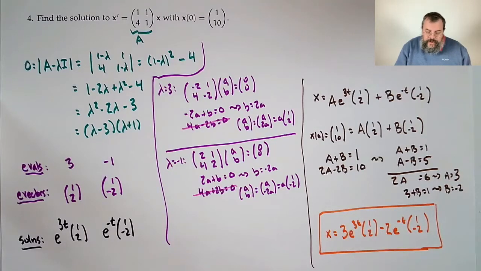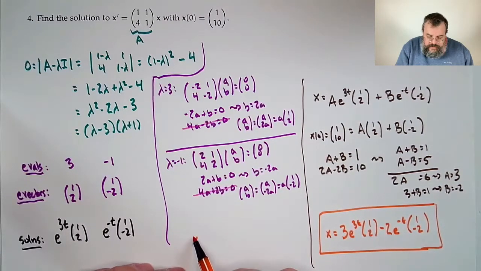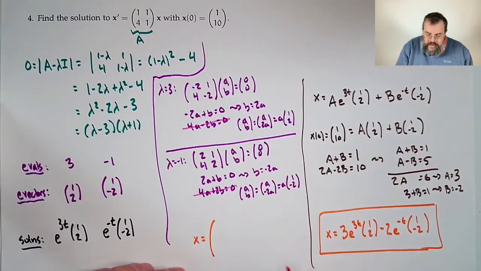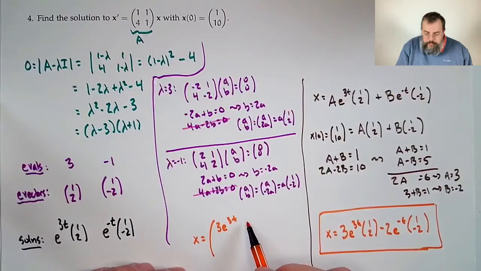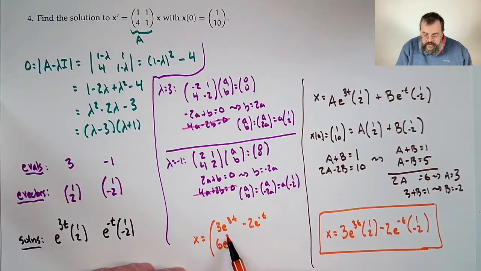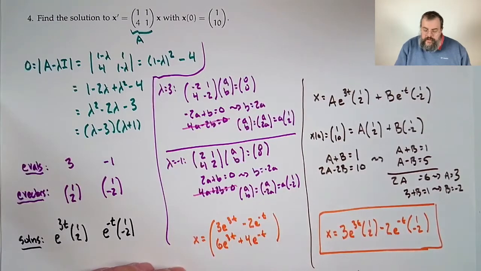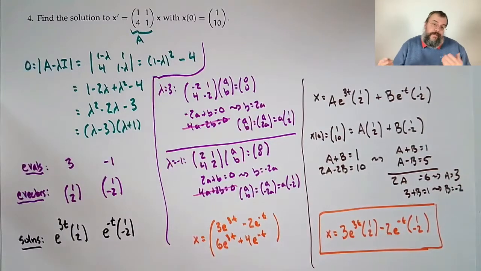So another way you could write it is to say, this is the same as x equals 3e^(3t) minus 2e^(-t), and then 6e^(3t) minus 2 makes plus 4e^(-t). Both are very nice answers, and it's just a matter of how you like it.